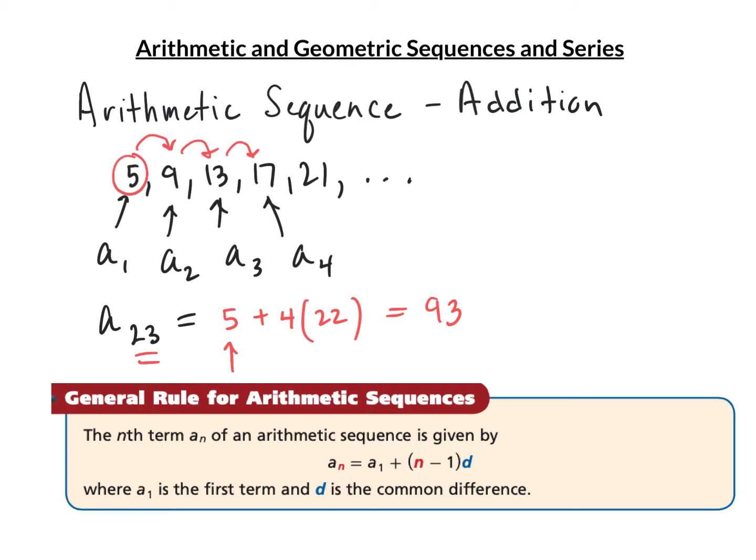A sub n, whatever number we're looking for, like the 23rd, is equal to 5, the first term, that's a sub 1, plus, now I have these in a different order, d is the common difference, it's what you're changing by. And I wrote d first, the common difference was 4 because I was increasing by 4. And n minus 1, because you're starting at the first term, you only have to move forward, in my example, 22 spots to get to the 23rd term, which is why you see the n minus 1 times d at the end of the formula.